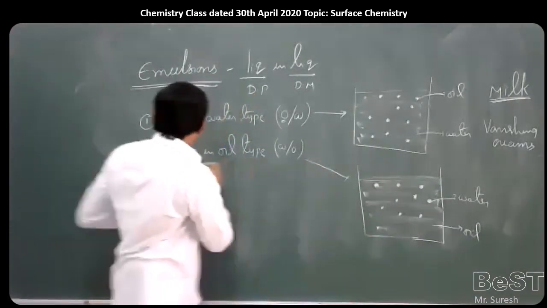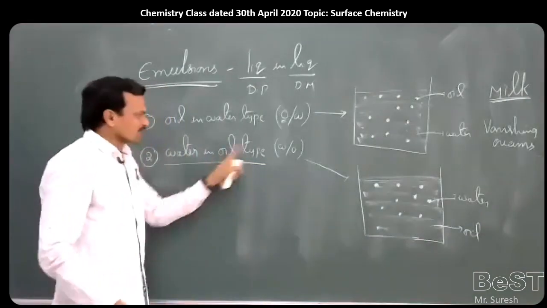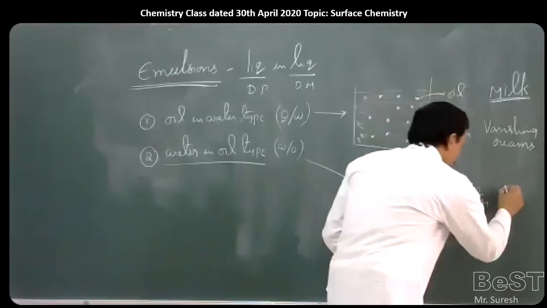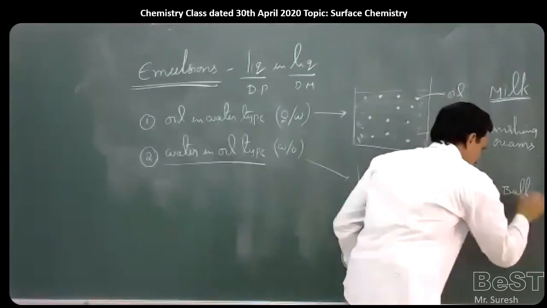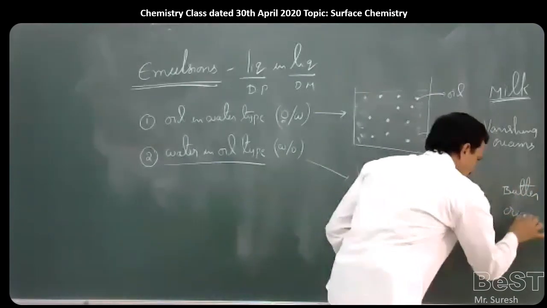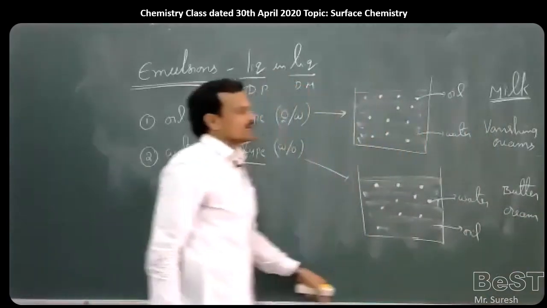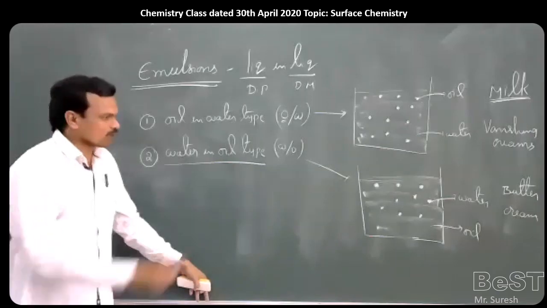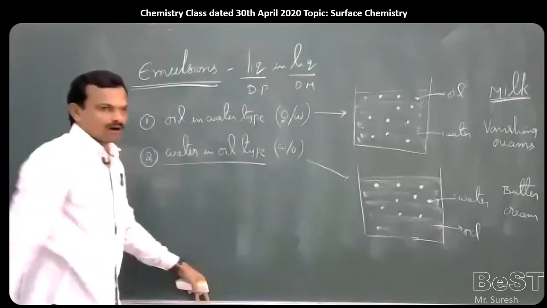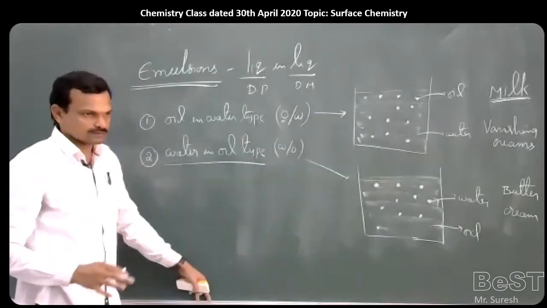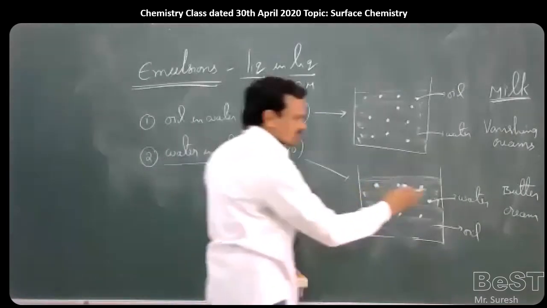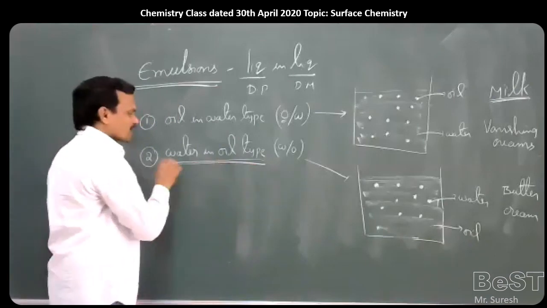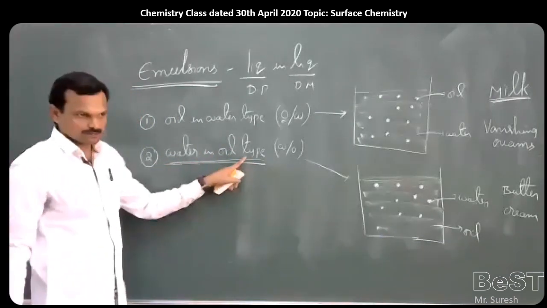And one more. See now examples for water in oil type emulsion. An example is butter, cream, what we are using as face creams, cold cream. So cold cream is an example of water dispersed in oil. Moisturizing creams, whatever we are using, moisturizing creams, foundation creams, these are all examples of water in oil type emulsions.